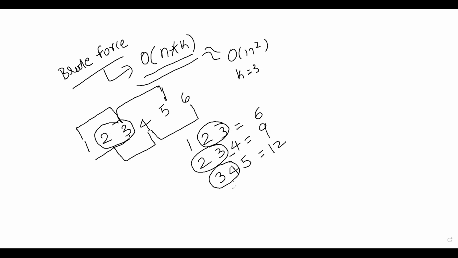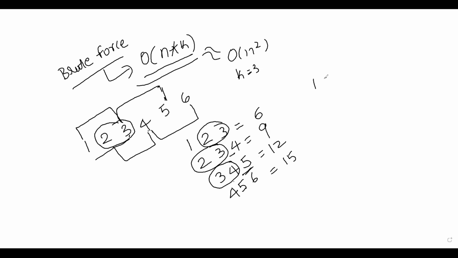And if you see 4, 5, 6, what is the sum of 4, 5, 6? 10, 15, right? And you've already calculated the sum of 4 and 5. So now tell me, how can you solve this problem?